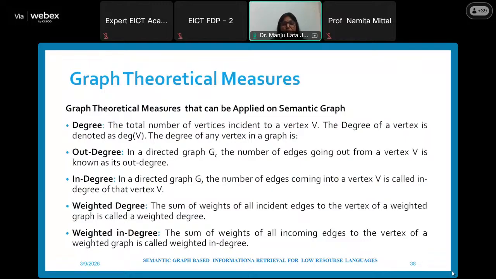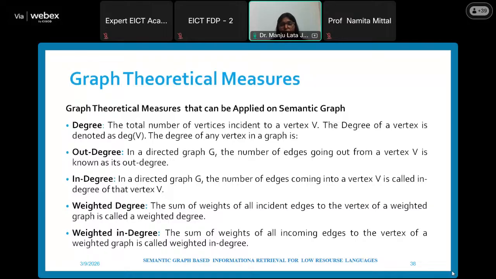Now, as I told you, we will be discussing in detail the graph theoretical measures that can be applied to the semantic graph and how they can be used to further rank the documents. Centrality measures in a graph are most important to evaluate the performance of the retrieved documents. First, degree means the total number of vertices incident to a vertex. Firstly, I will try to explain that at this particular time you have the query, you have the documents, and we are assuming that you have constructed the semantic graph.